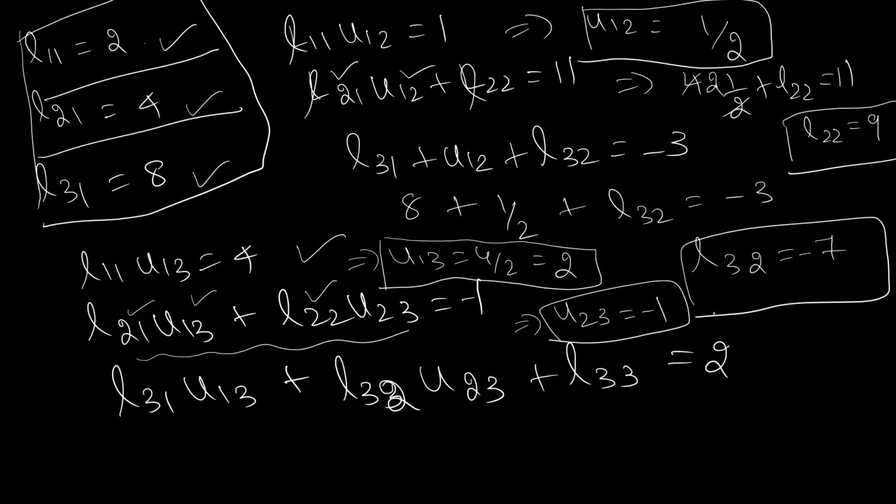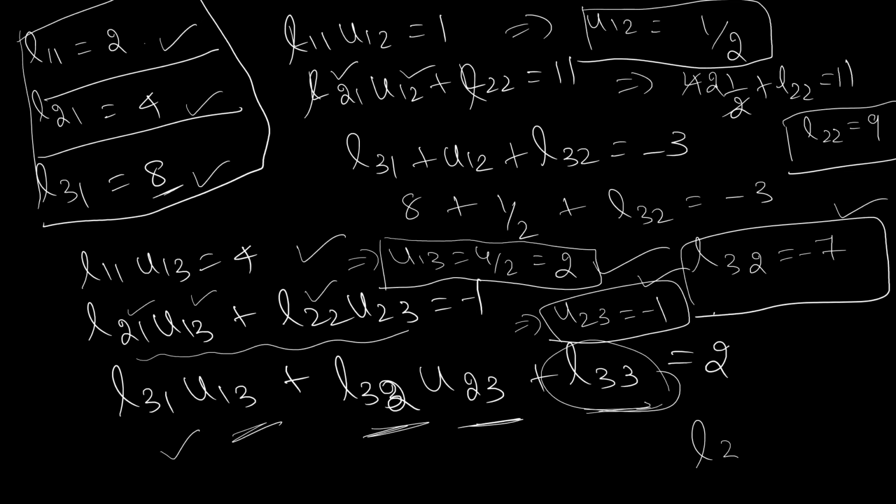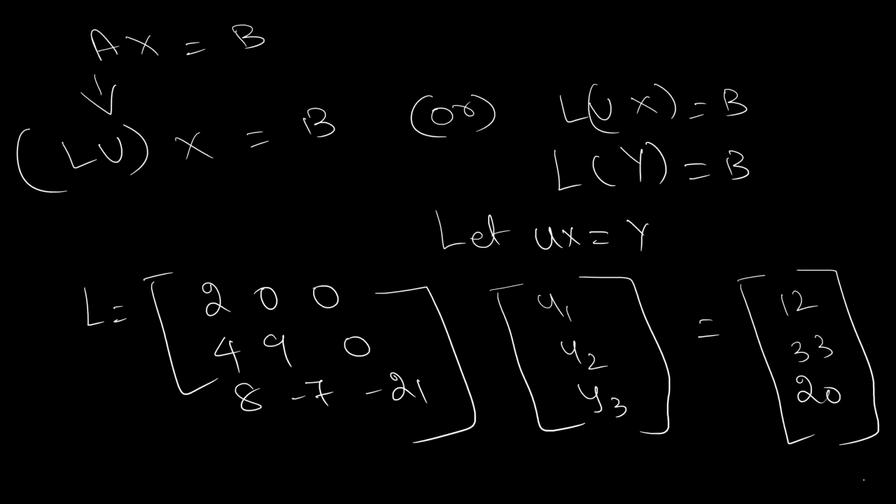So now the last equation: L31 we know it is 8, U13 we know it is 2, L32 we know it is minus 7, U23 we know it is minus 1. So only I have to find L33, and if you substitute all the values, I'll get L33 as minus 21. So we got completely L values and U values. Now let's continue further. So finally we got entire L and entire U. So you will get a 3 cross 3 matrix.